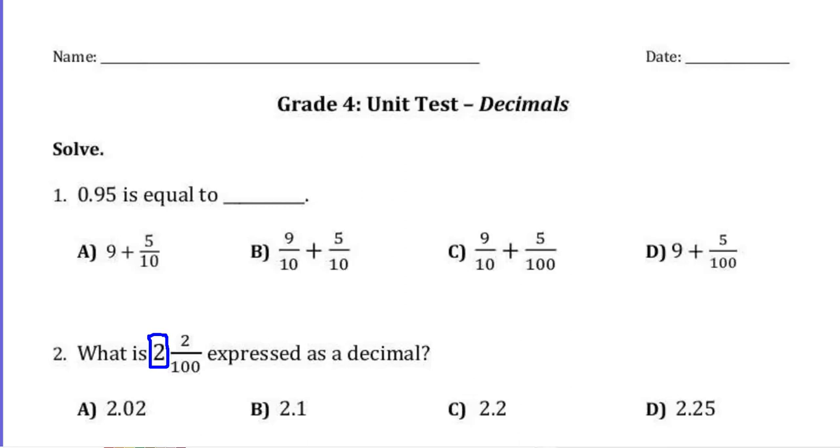So let's start with question 1. It's an expanded form question. What is 0 and 95 hundredths equal to? Which of these shows 95 hundredths in expanded form?